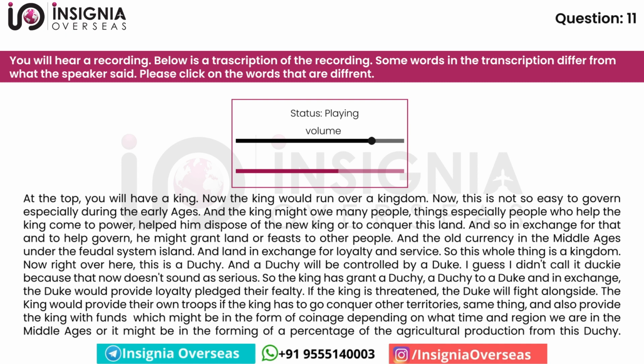So the king might grant a duchy to a duke, and in exchange, the duke would provide loyalty, pledge their fealty. If the kingdom is threatened, the duke will fight alongside. The duke would provide their own troops if the king wants to go conquer other territories, same thing, and also provide the king with taxes, which might be in the form of coinage depending on what time and region we are in the Middle Ages, or it might be in the form of a percentage of the agricultural production from this duchy.